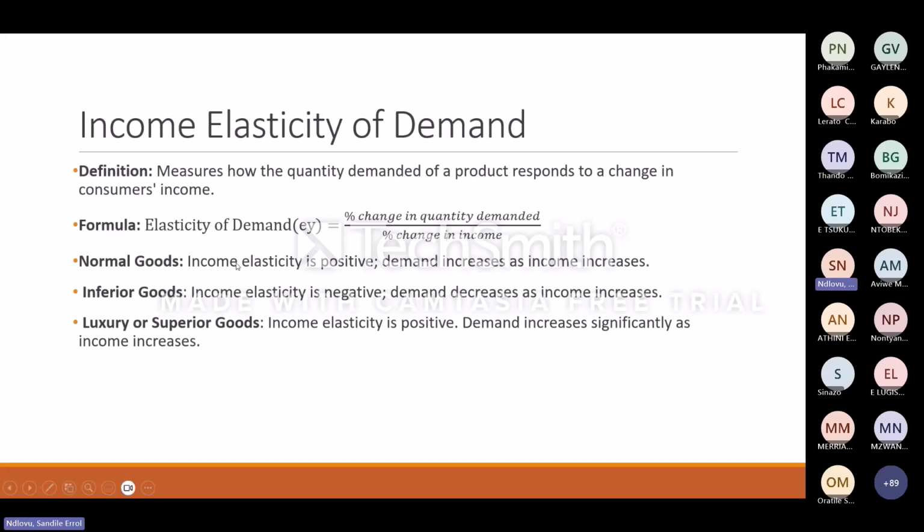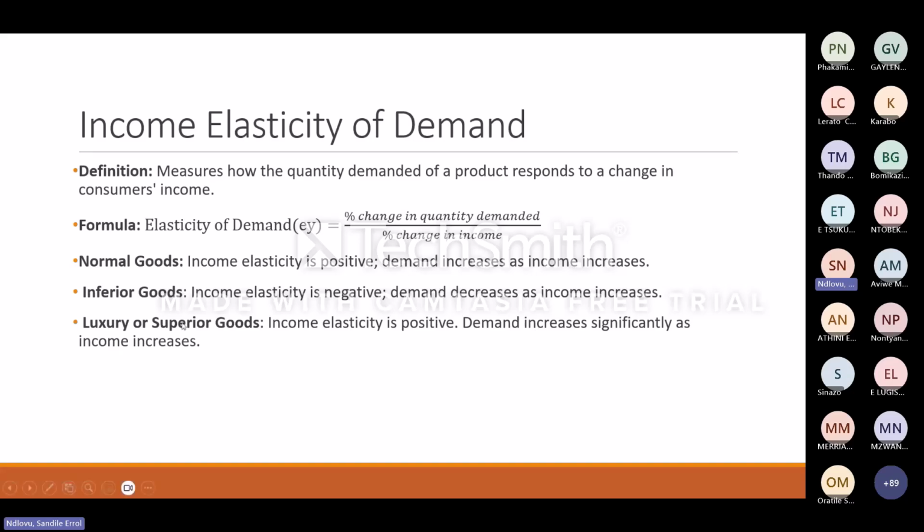So if my income increases, I'll obviously spend more on normal goods, which is food. I'll spend more on petrol because I'll travel to more places. I'll spend more on clothes, right? Because I love clothes. I'll basically spend more in general on normal goods.